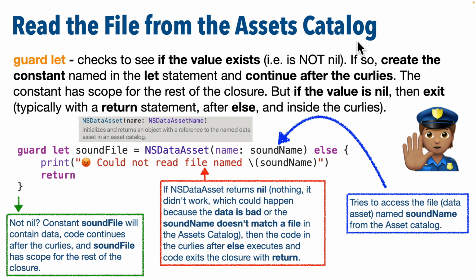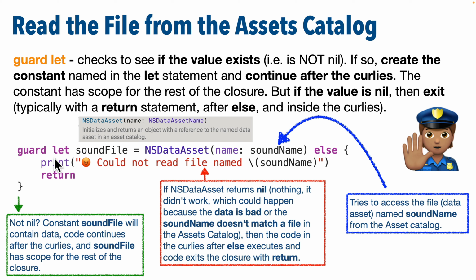First, we want to make sure that we get a valid file. It could happen that we try to access a file using the incorrect name, or we forget to add the file to our assets catalog, or very rarely that the file's corrupt. So we need to check to make sure that we can read in the file. And to do that, we're going to use a guard let statement. Now, guard acts as a traffic cop. If you complete the test that's in the guard statement, then it will let you continue after the curly. If not, then you're returned and you won't get to complete the closure that the guard let is in.